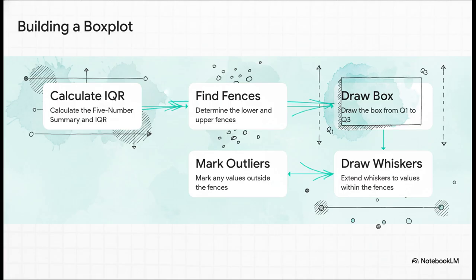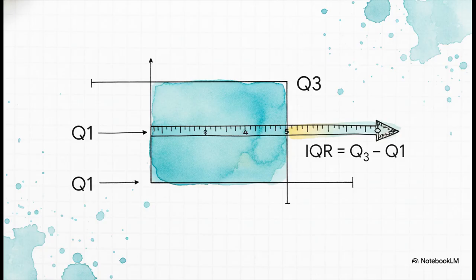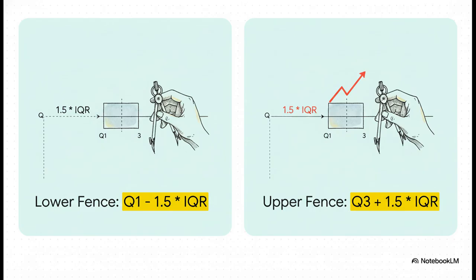Let's break it down. First up, we calculate something called the interquartile range, or IQR for short. This number is really important. It tells you the range of the middle 50% of your data. Basically, it's the width of the box in our boxplot. And the formula couldn't be easier. You just take Q3 and subtract Q1. That's it.